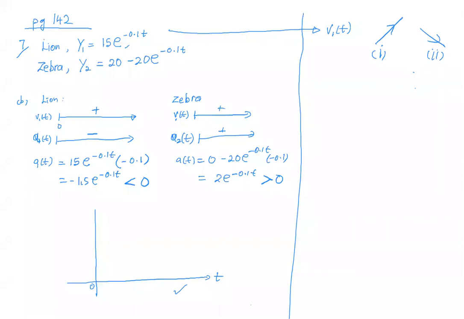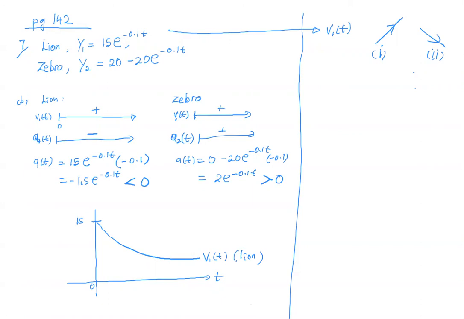I put my 15 here. Good or bad? Wrong. So where should I put my 15? Higher or lower? Higher. Thank you. So I cannot put my 15 here. I have to put the 15 higher. I have to put it here, 15. Then the graph goes down. Am I right? So this is your V1T. This is for the lion.